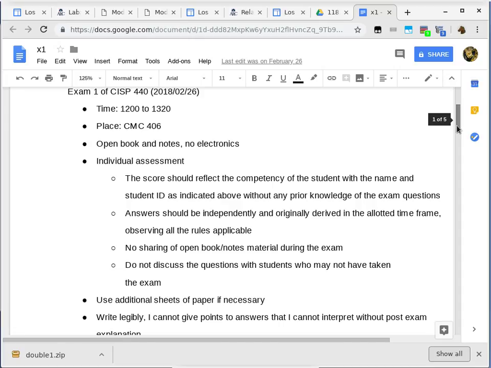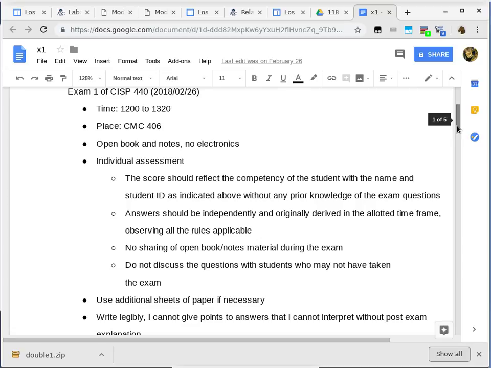It is still going to be open book and open notes, but no electronics other than a scientific calculator. I don't really think a scientific calculator would help, but if you think it's going to help, or you just want to make sure that you have it when you need it, bring a scientific calculator. Not a problem. The assessment is individual, so I have to kind of explain this part.